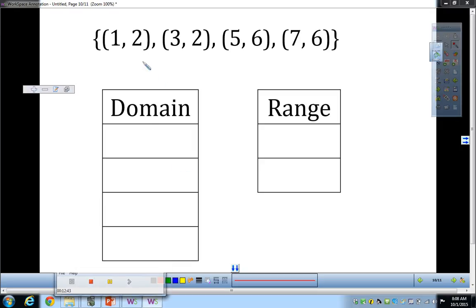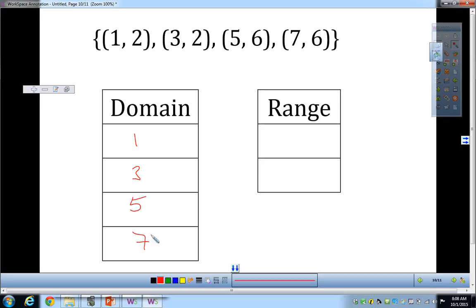Who can tell me what is the domain of this set of points? These are points. 1, 2, other than Jessica. Allie. 1, 3, 5, 7. What's the range? Ellie. 2 and 6. Do you guys get that?